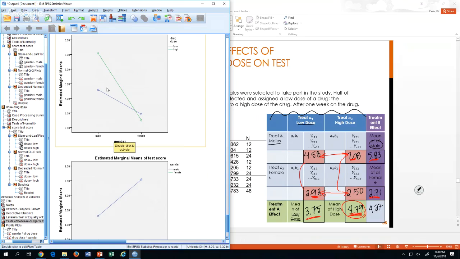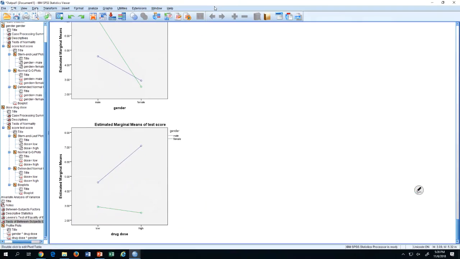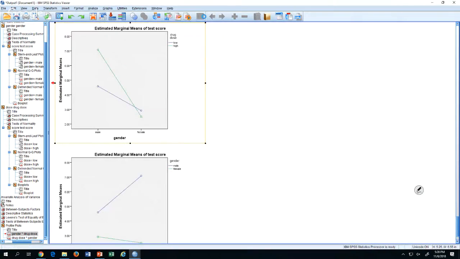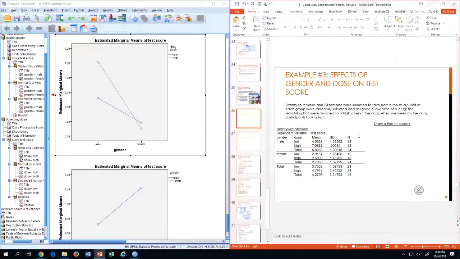So how are those graphs different then? Yeah, that's what I'm asking. Thank you. What do you mean by different? So the top one looks at the. Let me put it over here.